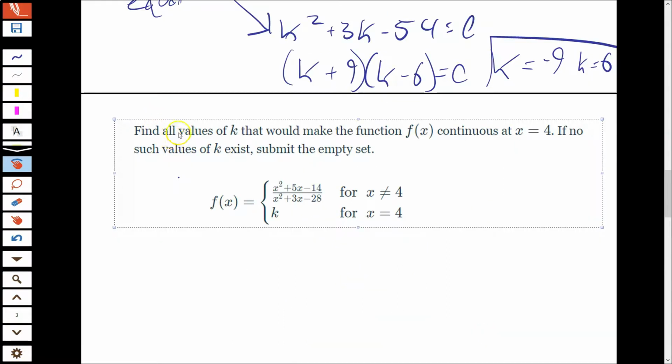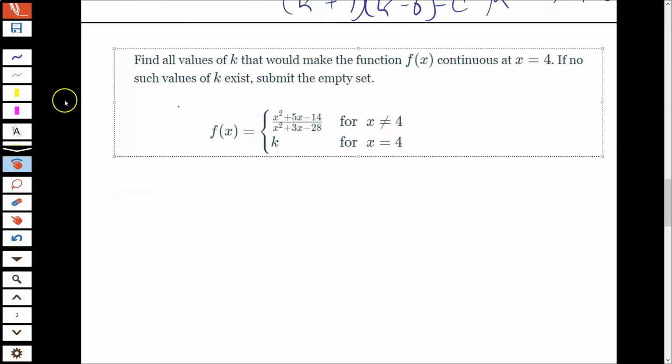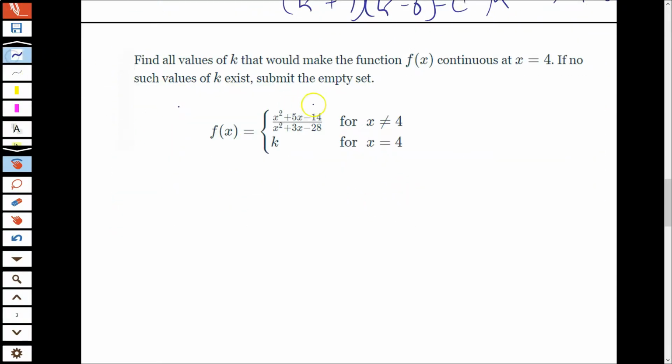All right. So here what we have is something a little crazy, right? So I have this rational function on top. So we studied these first semester because it's made of a fraction, right? And then I have just plain old k on bottom. Okay. And then we want for x equals 4, right? So we find all values of k that would make the function continuous at x equals 4. So we don't care about anything else, but we need to know what's happening with this top function at x equals 4. So these work a little differently.